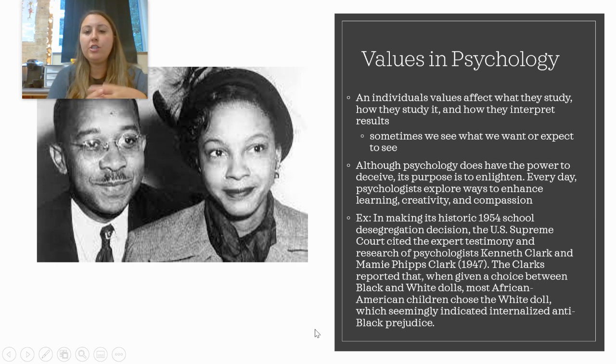Now, the values in psychology, every person has their own values, and the values that we carry as individuals do affect what we study, how we study it, and how we interpret results. And sometimes this can mean we will see what we want or expect to see. However, sometimes people think psychology is going to be used for like evil purposes. And though psychology does have the power to deceive, really psychology's purpose is to enlighten, to help us understand humans in general. And every day, psychologists explore ways to enhance learning, creativity, and compassion.